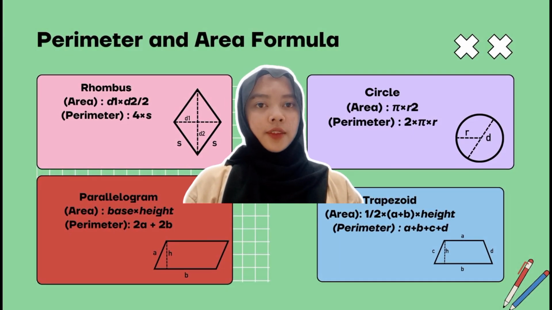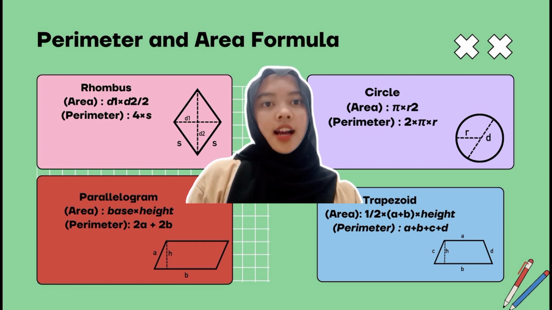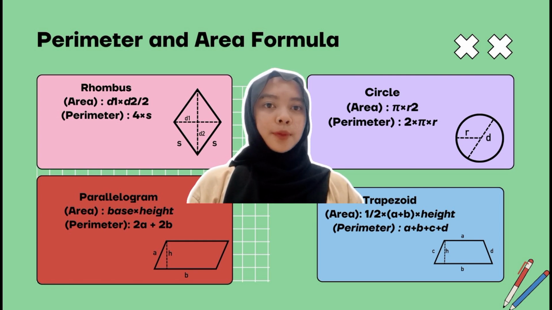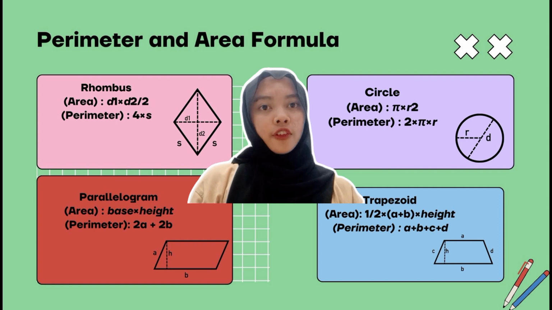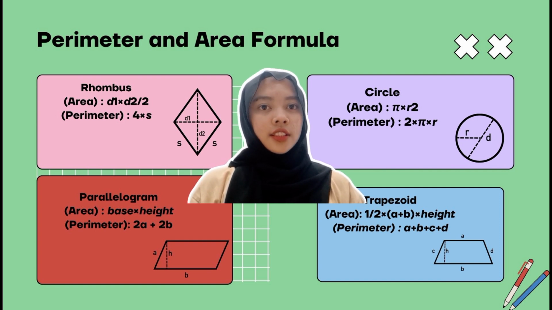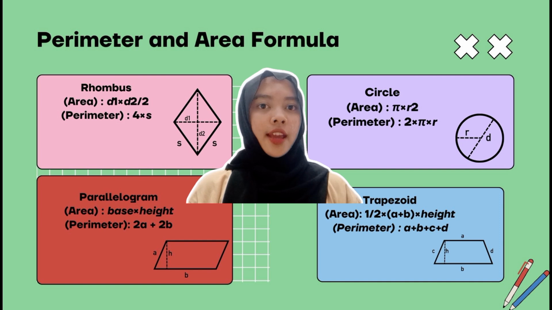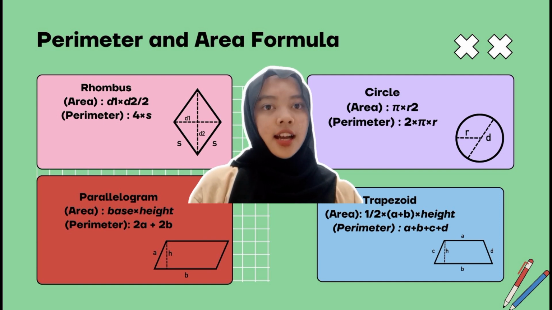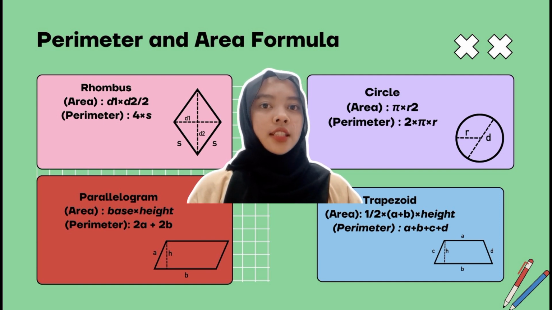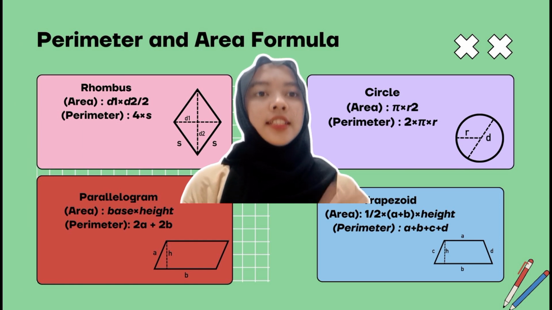Perimeter and area formulas. Rhombus: area, a half times diagonal 1 times diagonal 2; perimeter, 4 times side. Circle: area, pi times r squared; perimeter, 2 times pi times r. Parallelogram: area, base times height; perimeter, 2 times a plus 2 times b. And the last, trapezoid: area, a half times a plus b times height; perimeter, a plus b plus c plus d.